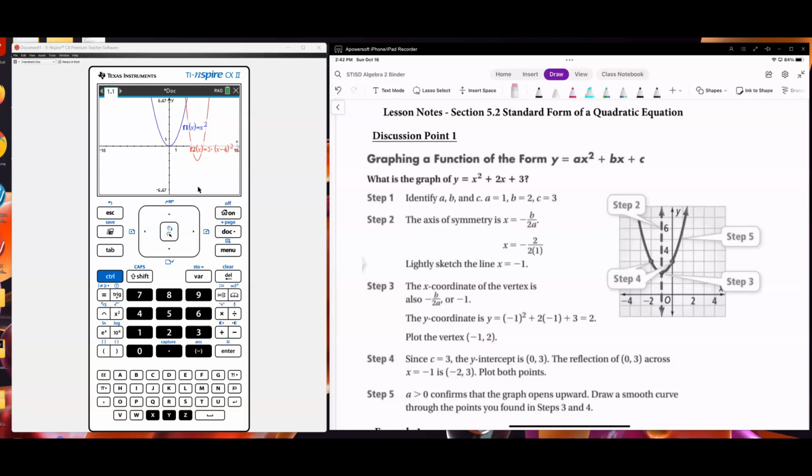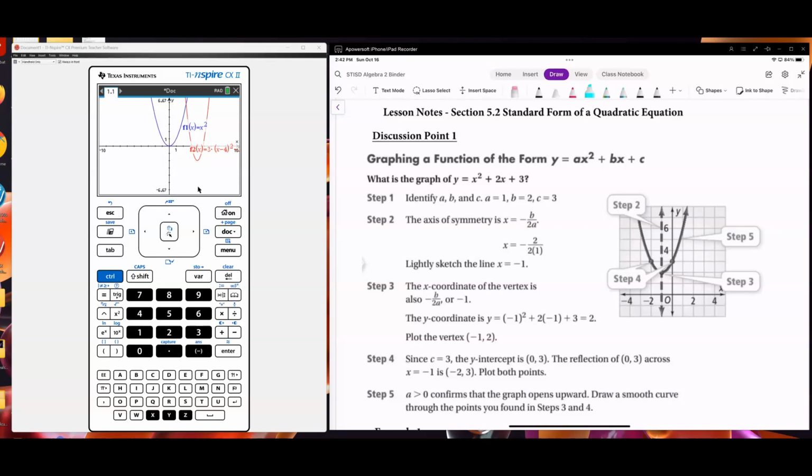Today's lesson is section 5.2, quadratic equations in standard form. We're going to go from standard form to vertex form, but I'm going to first show you a method to sketch a quadratic equation. I'm going to give you these steps. It says, what is a graph of y equals x squared plus 2x plus 3?